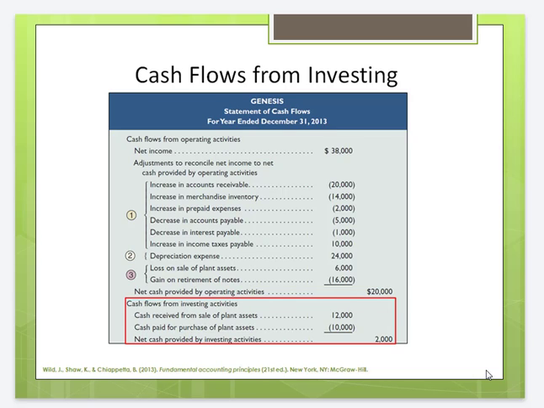Okay, at the bottom of the screen here, we see our cash flows from investing activities. We can see the cash received from the sale of the plant assets was $12,000. The cash paid for the purchase of the plant assets was $10,000. So, of course, because that's cash paid, that's a negative $10,000. So our net cash provided by investing activities was $2,000.